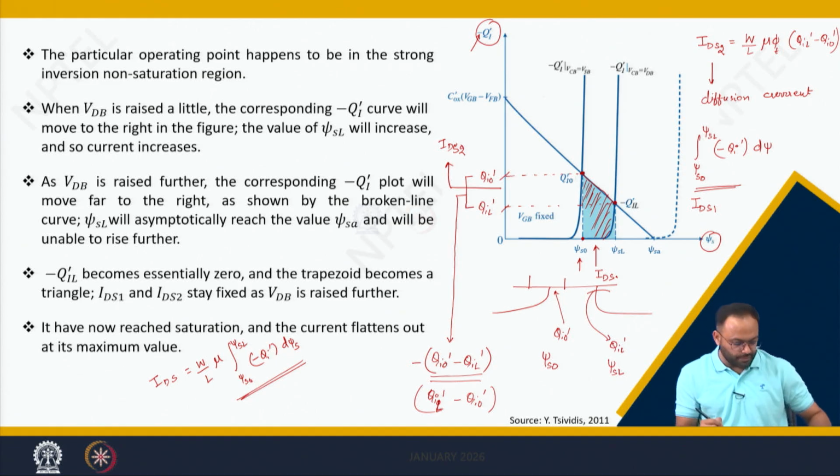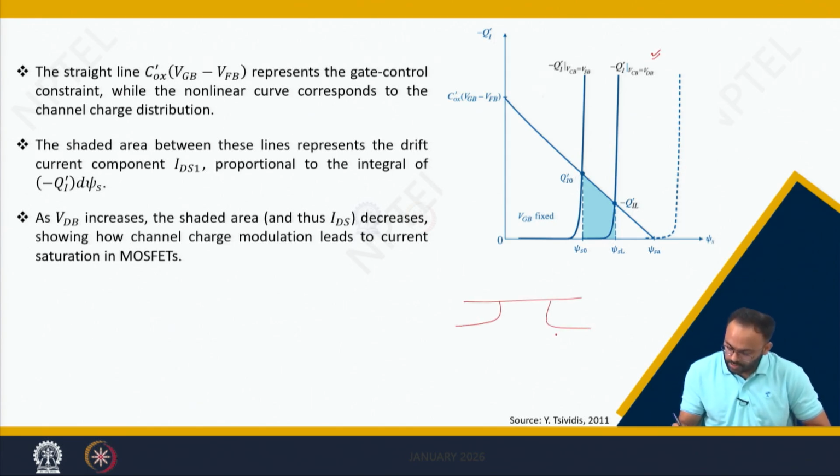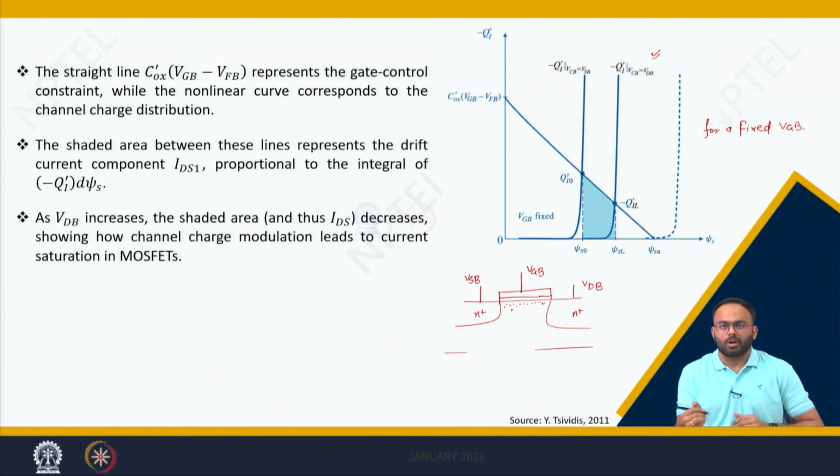So this is nothing but IDS. Now let's analyze the graph for different values of VDB, meaning you take a MOSFET here, N plus, and you are applying VDB keeping VSB constant. Let us consider this graph is plotted for a fixed VGB. It means initially you applied the VGB in such a way that a sufficient amount of inversion charge is present in the channel and you are in strong inversion. Now you are increasing VDB.